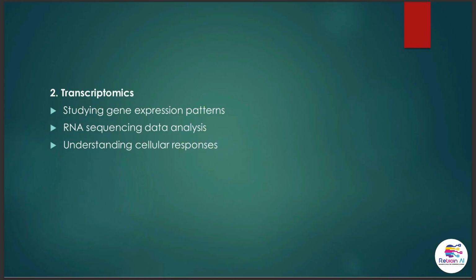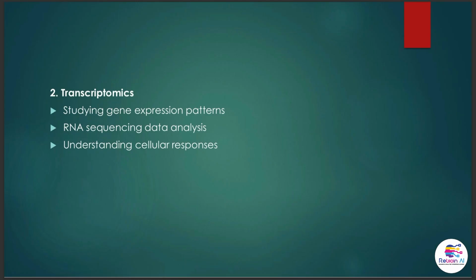Transcriptomics is a study of the transcriptome, that is the complete set of RNA molecules produced in a cell or organism at a given time. It helps us in studying gene expression patterns. One of the most important scopes of transcriptomics is understanding gene expression patterns.